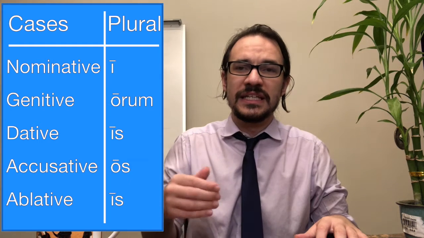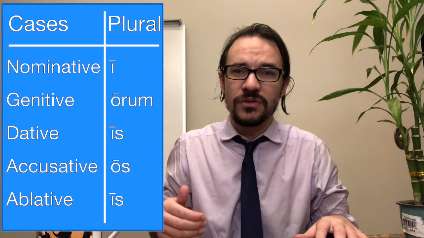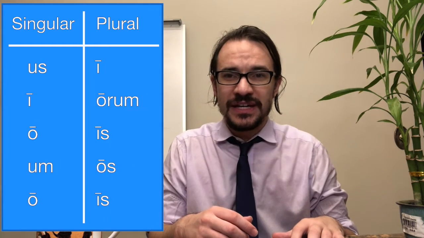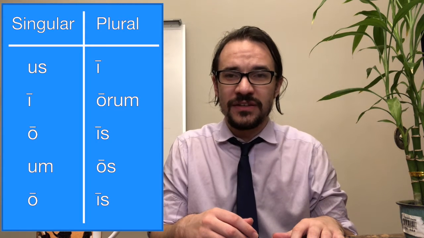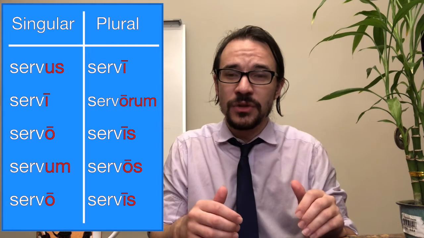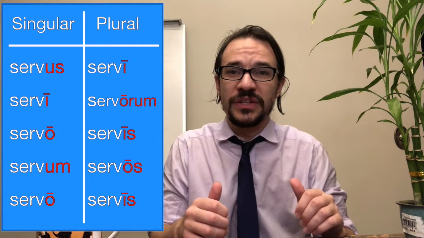Us, i, o, um, o, i, orum, is, os, is. And if we attach them to servus, it looks like this. Servus, servi, servo, servum, servo, servi, servorum, servis, servos, servis.